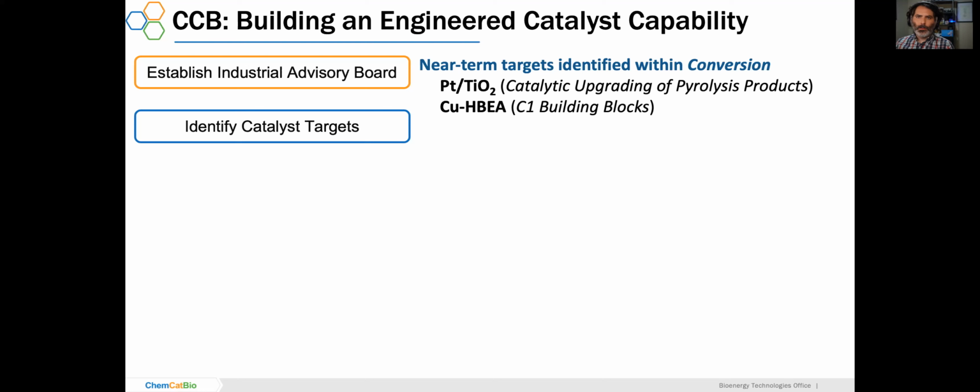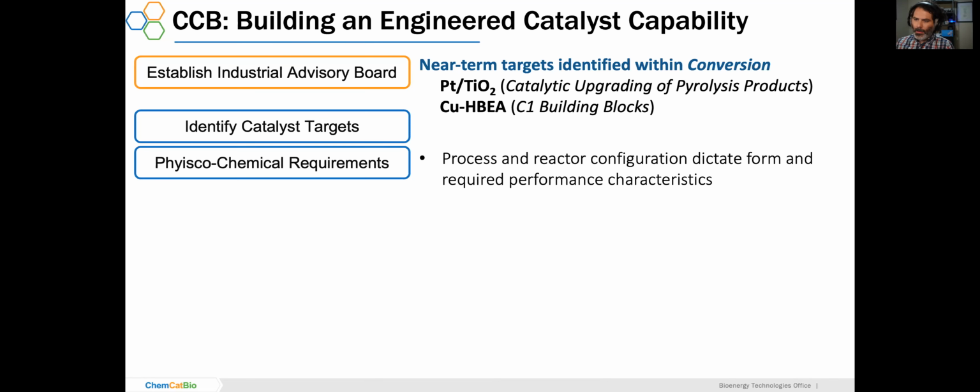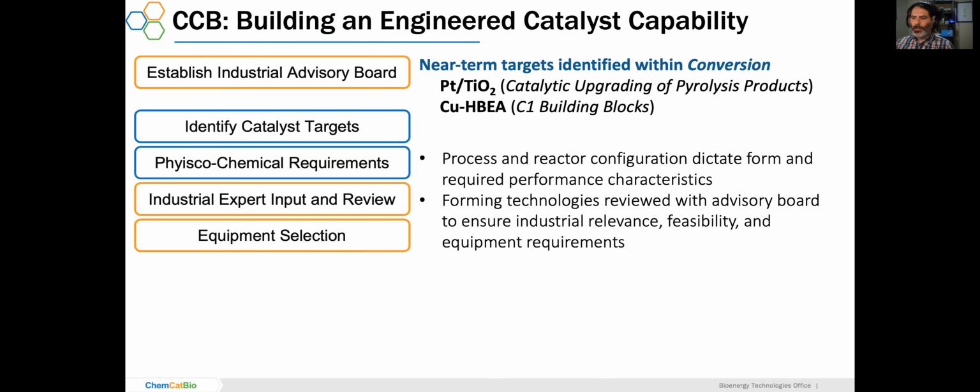So can we start to consider engineered catalysts and synthesize some of these materials in-house to start reducing the risks associated with these materials? When we start to include these more complex mixtures, there are some potentially unintended consequences on the performance of those materials. And so we wanted to start addressing those concerns in the near term. We worked with these projects to establish what the physicochemical property requirements are for these systems, what the process and reactor configurations were. And then we sought industrial expert input and review, selected the equipment that was necessary for this with industrial guidance so that we could start to make some minimum viable engineered catalyst materials.